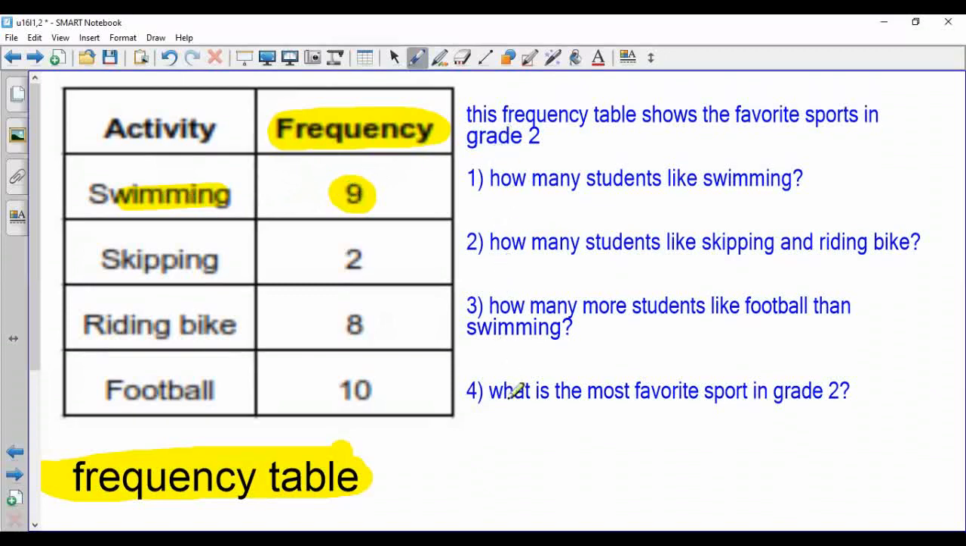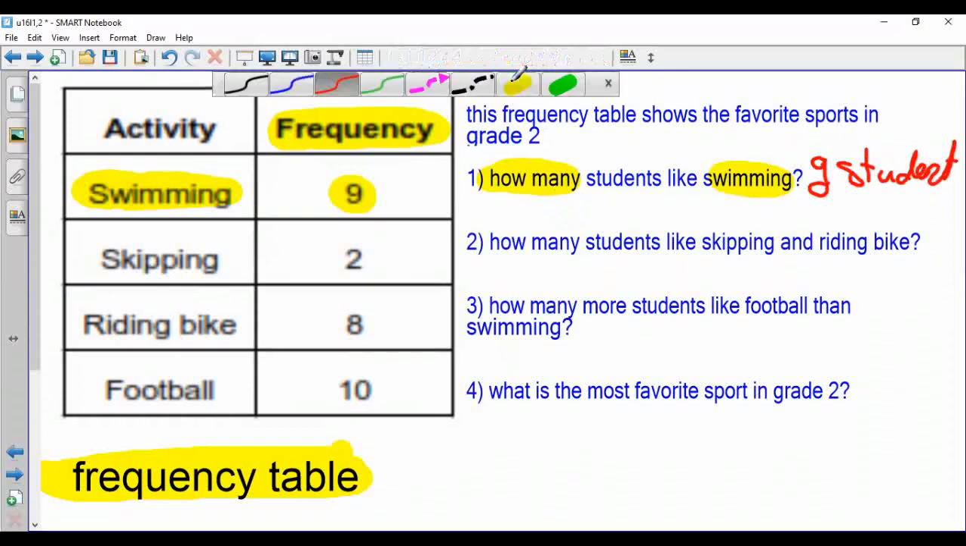And I have some questions on this frequency table. How many students like swimming? If I'm asking how many, I'm asking about the frequency of something. The frequency of swimming. I will look at the swimming here. It is 9. So 9 children voted for swimming. So 9 students chose swimming as their favorite sport.